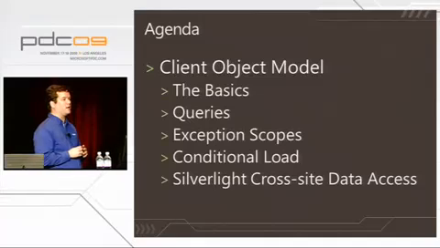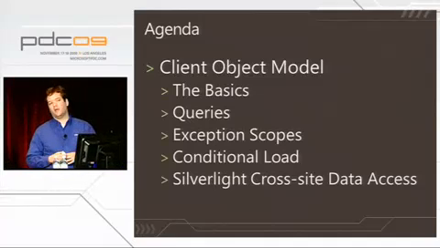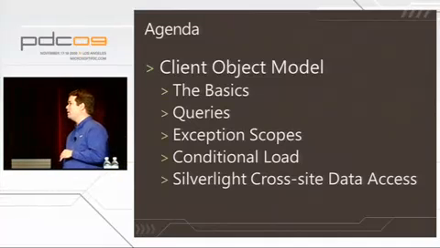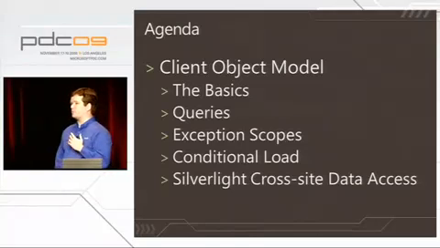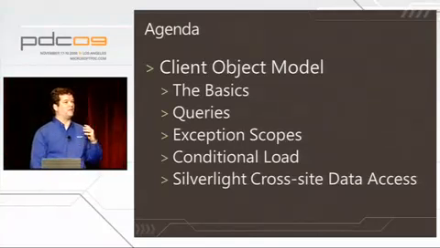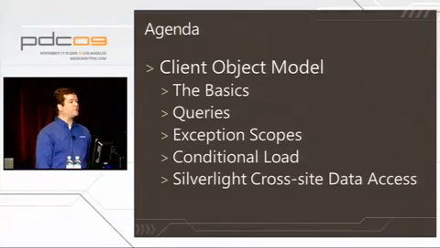Now, a key concept of the client object model is doing very efficient queries from your client, whether it be a CLR application or Silverlight or JavaScript, to the back-end server. So being able to build efficient queries is really important for client object model and for your application. And the client object model has a number of tools that you can use to really do that. And then there's some advanced topics.